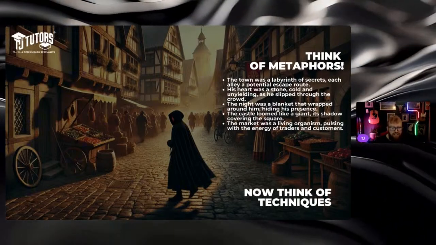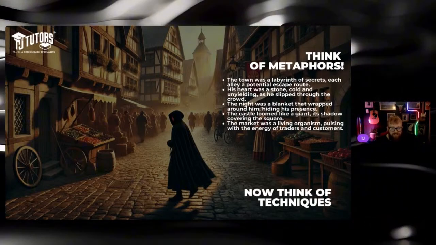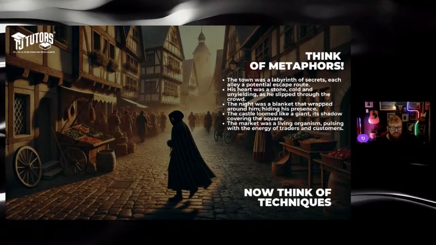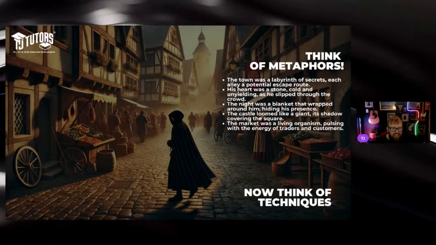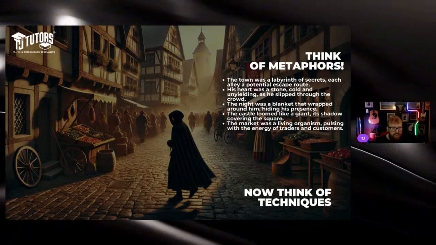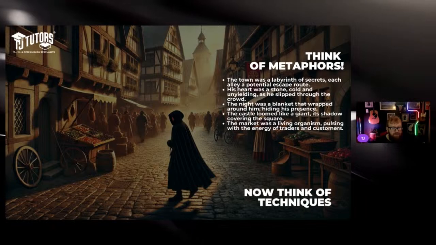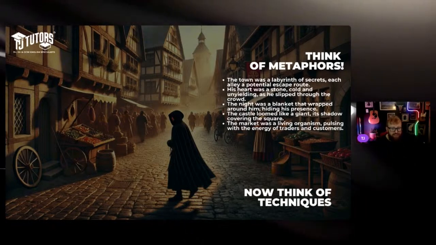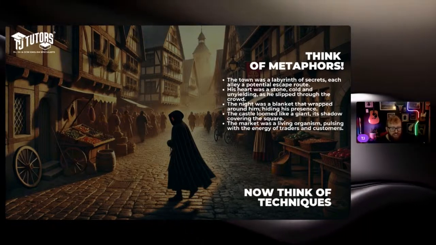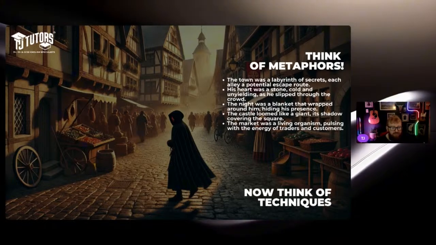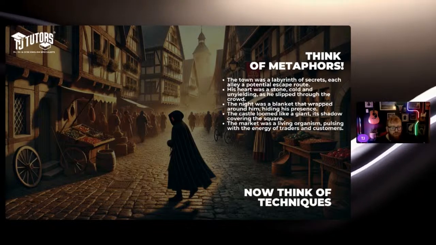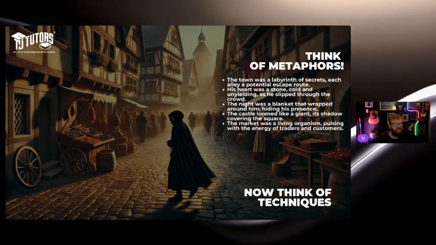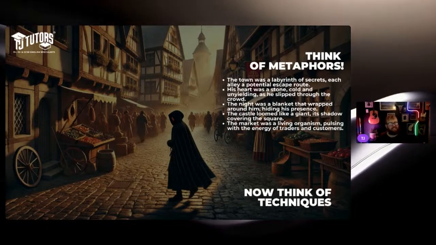Okay. So you could say the town was a labyrinth of secrets, each alley a potential escape route. His heart was a stone, cold and unyielding, as he slipped through the crowd. The night was a blanket that wrapped around him, hiding his presence. The castle loomed like a giant, its shadow covering the square. The market was a living organism, pulsing with the energy of traders and customers. So again, try and think about making things into things that are something else.